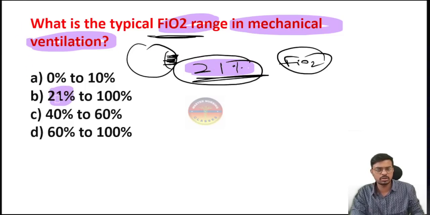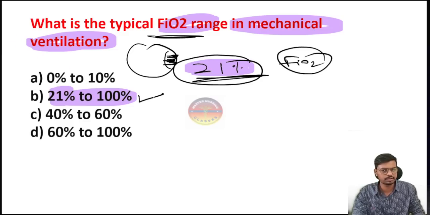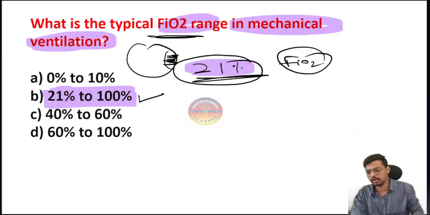To mimic the normal respiration, we will keep the 21%, but if the patient is unable to maintain his normal saturation with 21%, we can gradually increase until 100%. In complete respiratory failure and all those things we can give 100%. Otherwise, we only keep a low FiO2. So the total range of FiO2 in the mechanical ventilator is 21% to 100%. That is the correct answer for everyone, right?